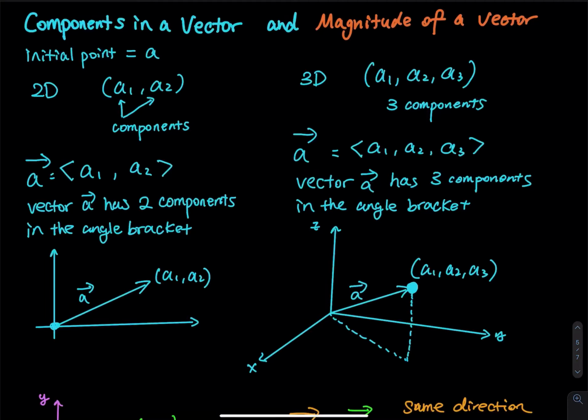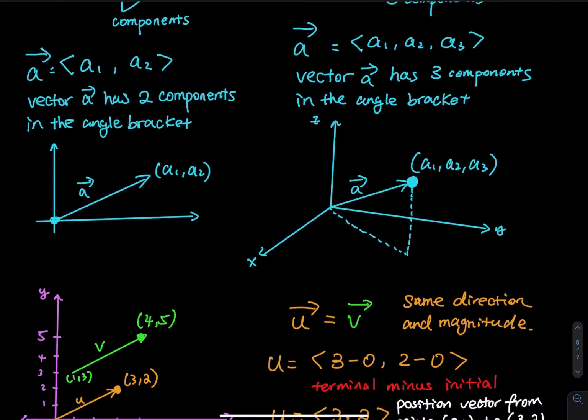So for a vector, we divide that into 2 dimensions and 3 dimensions. For a 2-dimensional vector, each vector has 2 components, a1 and a2. For a 3-dimensional vector, each 3-dimensional vector has 3 components, a1, a2, and a3. So we have a vector A, with an arrow on top of it. We have 2 components, a1 and a2, and we store them in an angle bracket. For 3-dimensional, we have a1, a2, and a3 in an angle bracket.